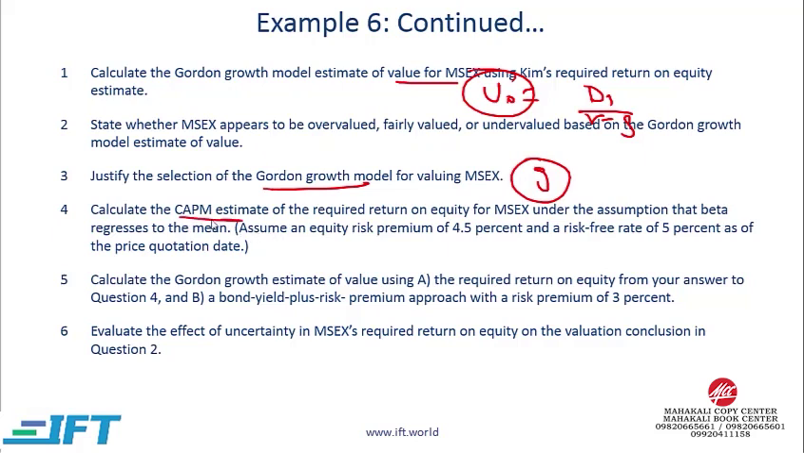Then we use CAPM under the assumption that beta regresses to the mean. And this is what I wanted to emphasize. So they are not explicitly saying to use the adjusted beta. But if you recall from an earlier reading, the assumption is that beta sort of moves towards 1, right? Which is another way of saying regressing to the mean. What's mean beta? Mean beta is 1. So based on this, do you use the raw beta or do you use the adjusted beta? You have to use the adjusted beta.